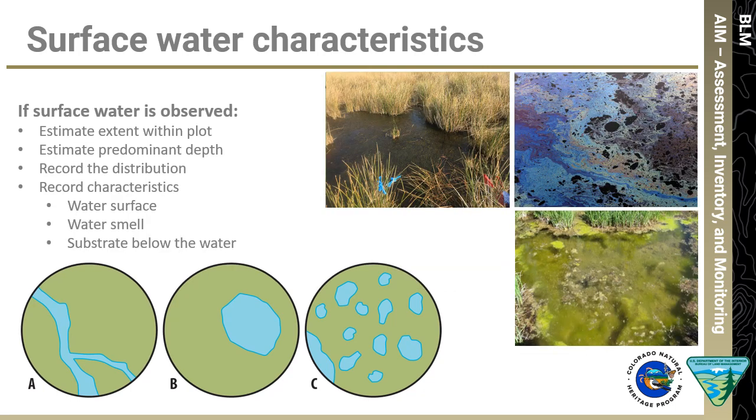Observe and record several characteristics of the surface water, including characteristics of the water surface, such as oily sheens or algal blooms, the smell of the water, and the substrate below the surface water body. Further guidance on these characteristics can be found in Section 5.3 of the Riparian Wetland AIM Protocol.